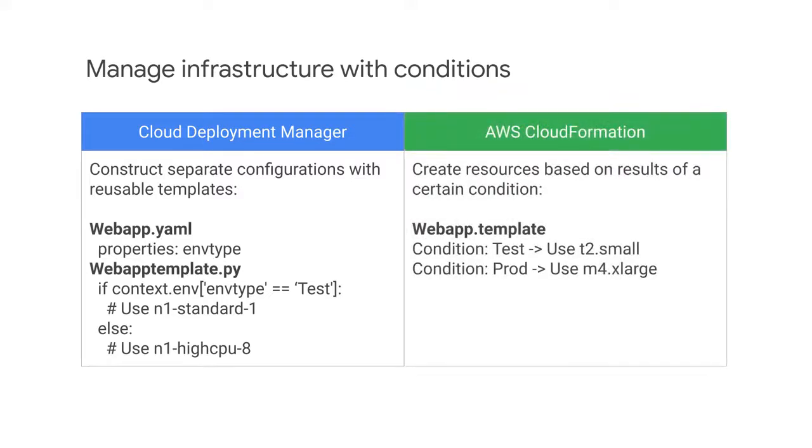In AWS CloudFormation, you can achieve the same functionality by defining a template with conditions to create or omit certain resources. For example, consider an AWS CloudFormation template that creates resources for a web application environment. You can add different conditions to use different VM types for a test stack and a production stack.